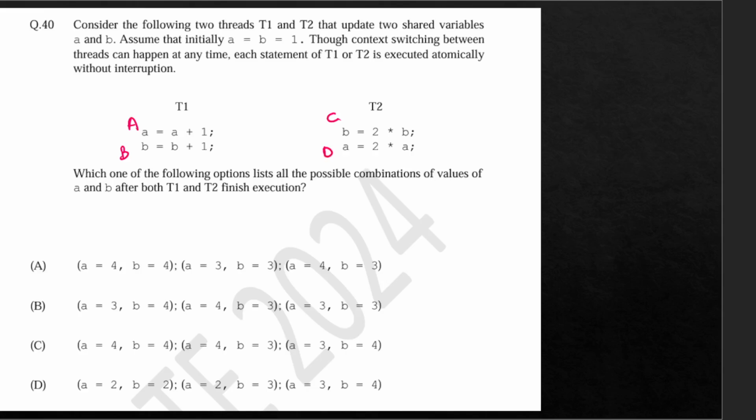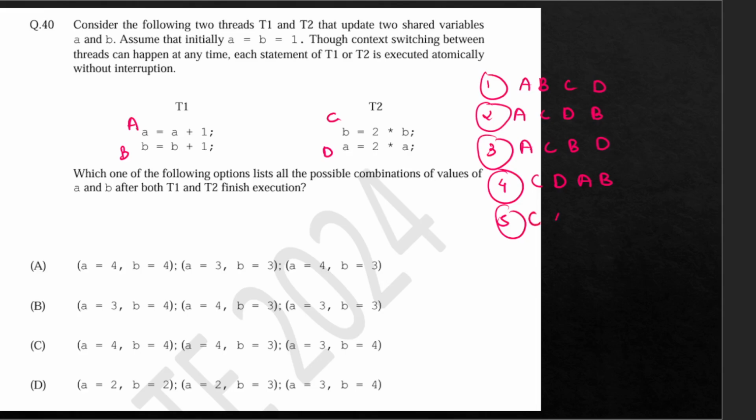So I will provide a way how we can answer such questions. We can execute the statements in any order and can preempt at any point of time. So what are the possible executions? The first is we can execute A, B, C, D. The second is A, C, D, and then finally B. Third is A, C, then B, D. Fourth is C, D, A, B. Fifth is C, A, B, D. The sixth is C, A, D, B. So these are the ways by which we can calculate.